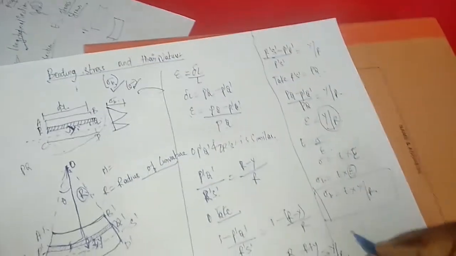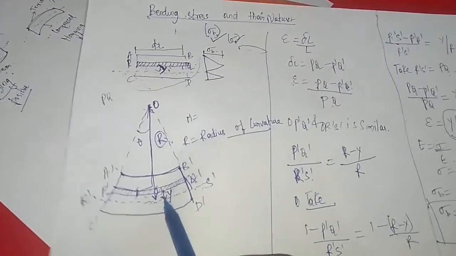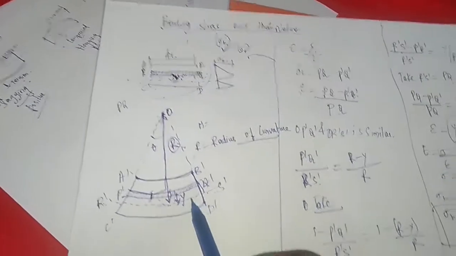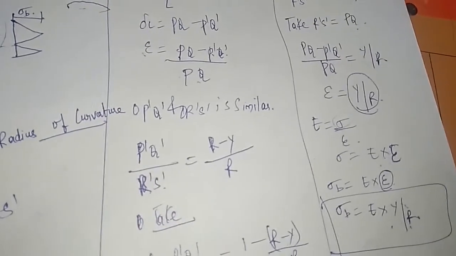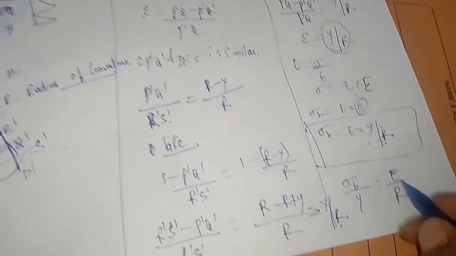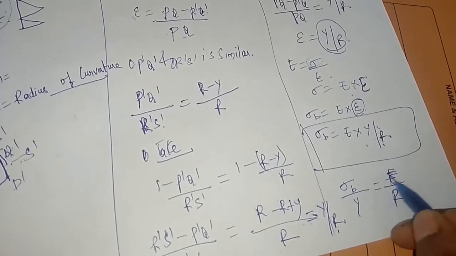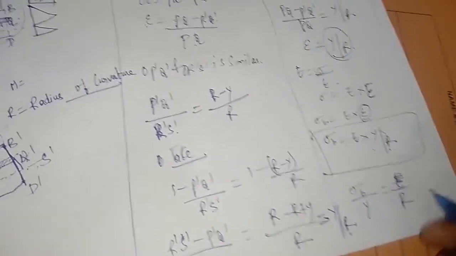Okay, you can write it like this also. Since E and R are constant, only Y has a varying value, because it is the distance from a particular strip to the neutral axis, so it is not constant. But Young's modulus and radius of curvature are constant. So we can write this equation as sigma B by Y is equal to E by R.